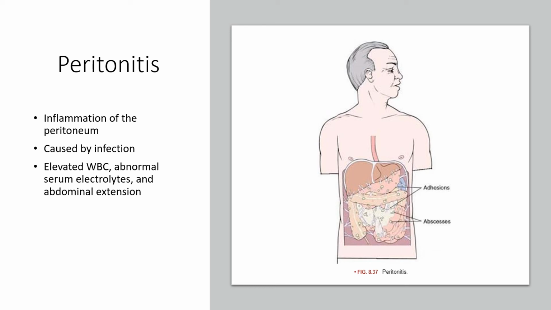So again, because the inflammation is going to be occurring, the immune system is going to be reacting. So the patient may experience an elevated white blood cell count when the doctor goes to assess the CBC, or the complete blood cell count. Abnormal serum electrolytes and abdominal extension are two other manifestations that may be present as well.